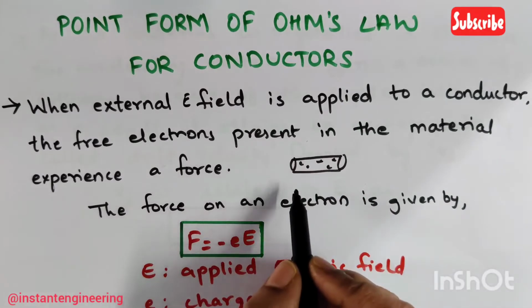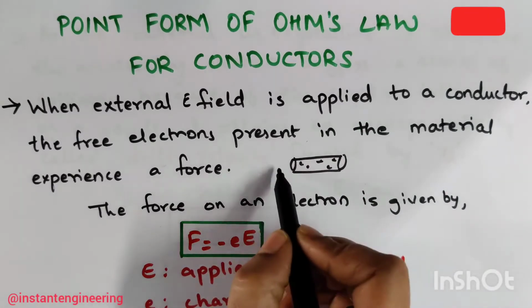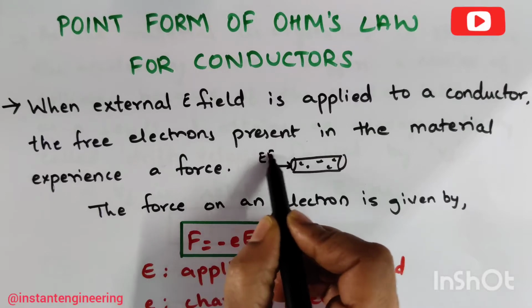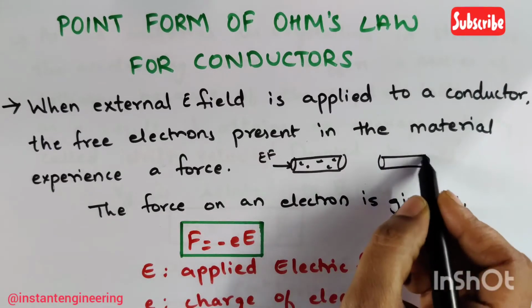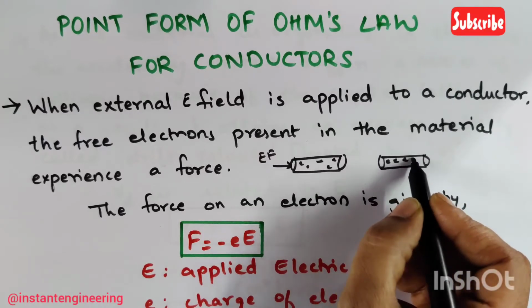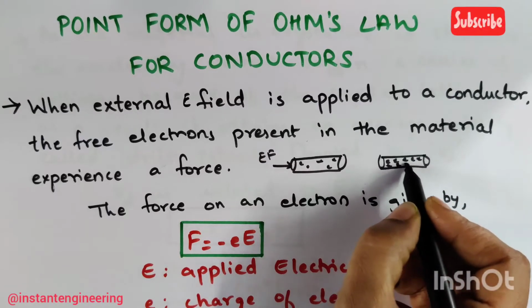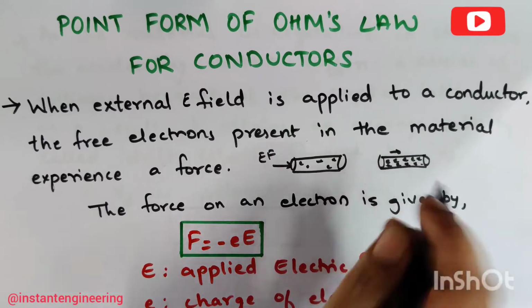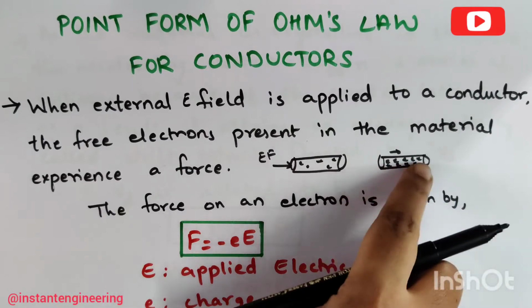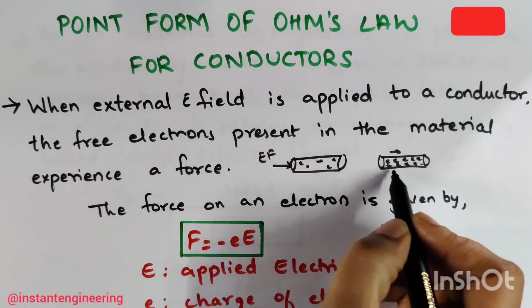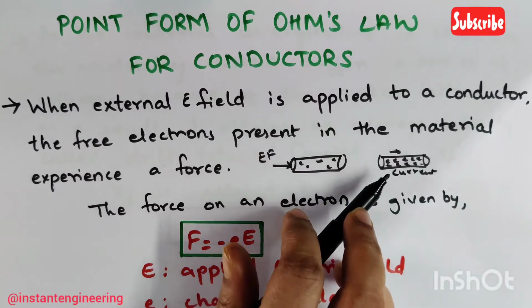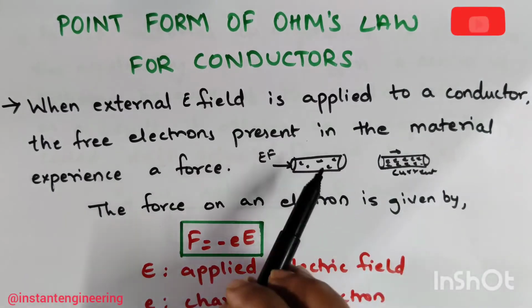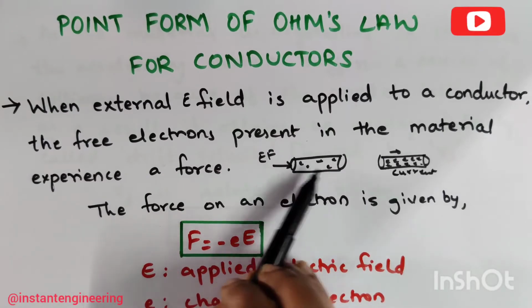When some electric field is applied to this conductor, all the electrons will align themselves in some direction, and the flow of electrons takes place. This flow of electrons is nothing but current produced in that. That is what happens inside our electrical wires.